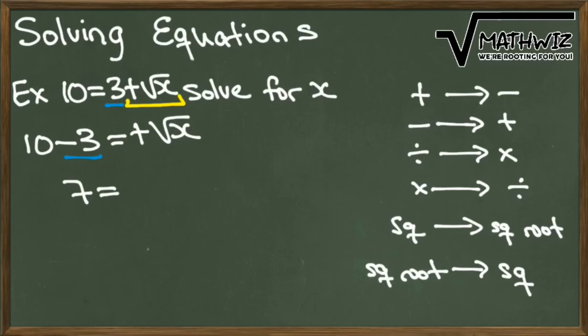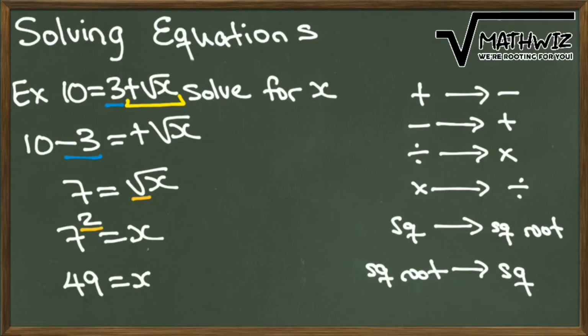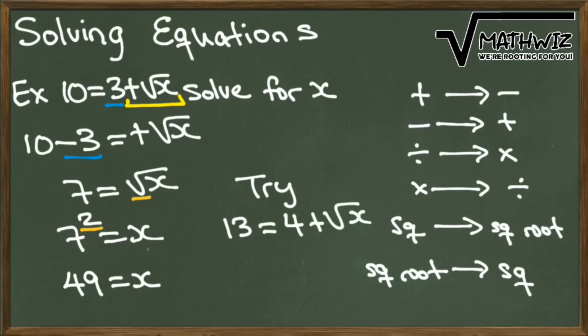And again, you don't need to have plus square root x. You can just have the square root of x. And then to get rid of the square root, you simply square the opposite side. And the square of 7 is 7 times 7, which is 49. So I will go back over that. But as your final question for this video, you can go ahead and try that one on your own.